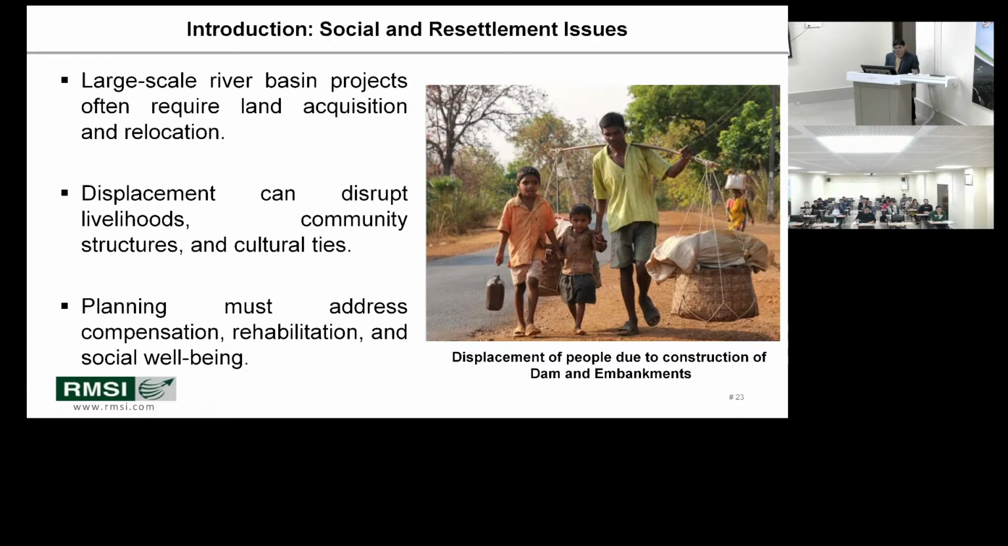Then these projects, the livelihood, the community structures, their cultural ties are disturbed, so we should consider all those aspects in the river basin master plan. And these are varying basin by basin, because in a few basins you may not see the settlements near the river bank or river floodplain areas, but for most of the basins these are the issues which persist while you are developing any project in the basin.